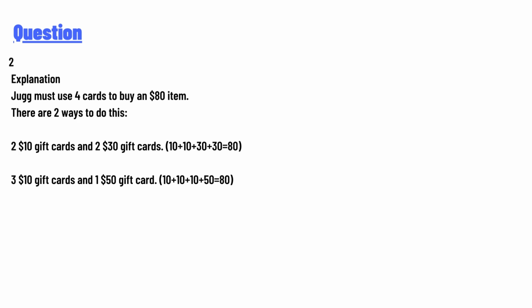Explanation: Jugg must use 4 cards to buy an $80 item. There are two ways to do this: two $10 gift cards and two $30 gift cards, 10 plus 10 plus 30 plus 30 is equal to 80. Second, three $10 gift cards and one $50 gift card, 10 plus 10 plus 10 plus 50 is equal to 80.